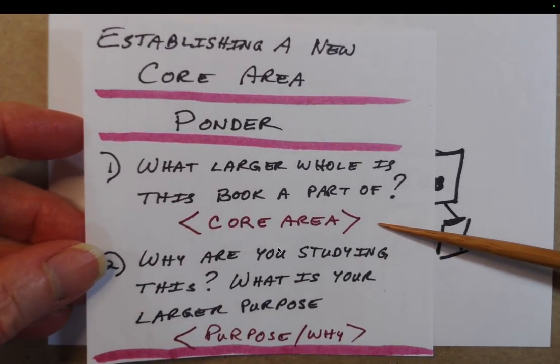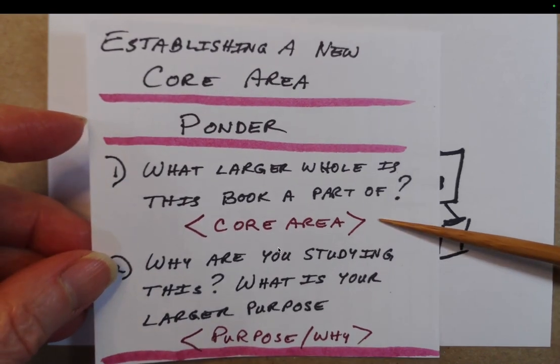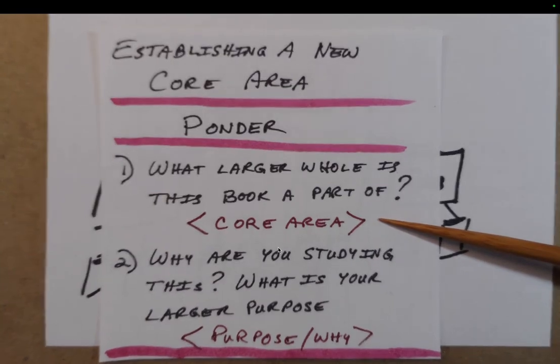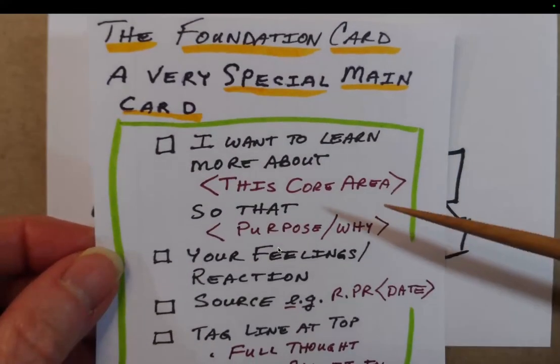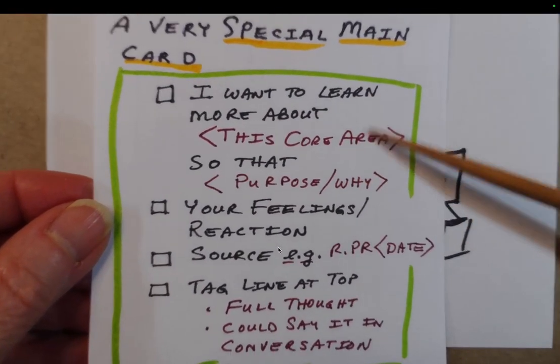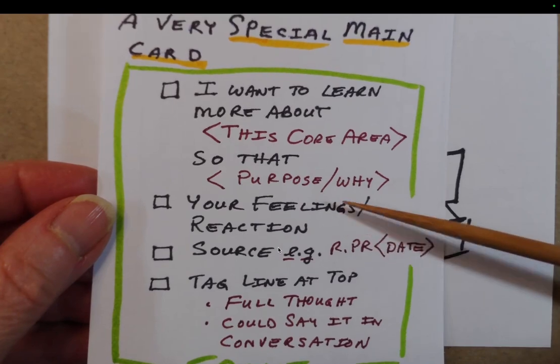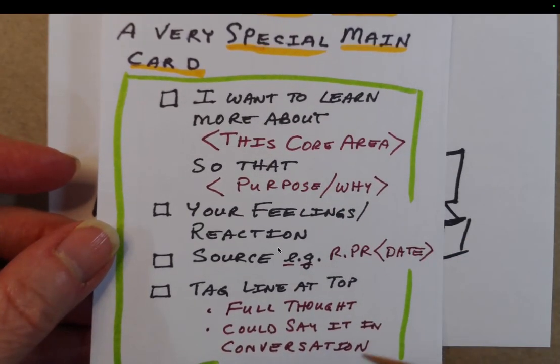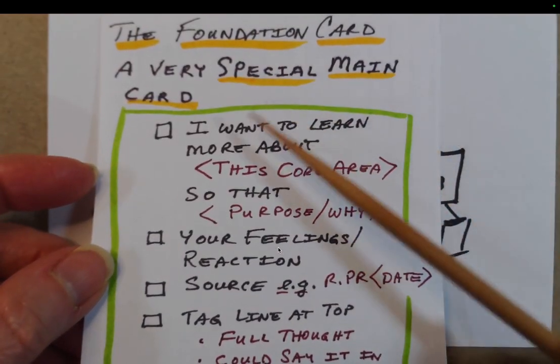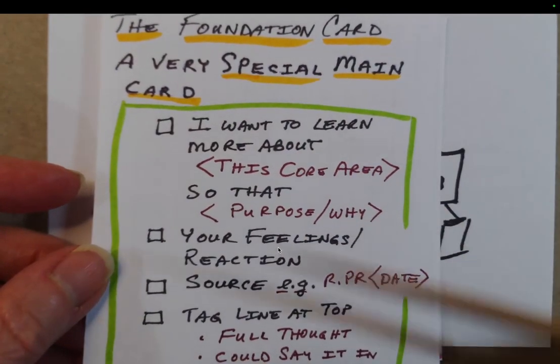what would that core area be? And then I had them create a foundation card based on that core area, which was basically a card where they stated why they wanted to learn more about that area, how that made them feel, the source, and a tagline, because it was a very special main card, so it has to have all these 4 elements.